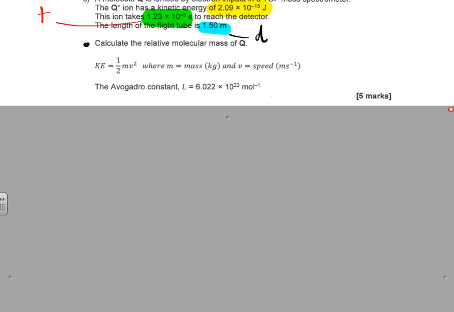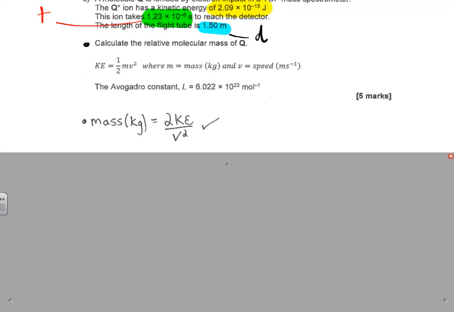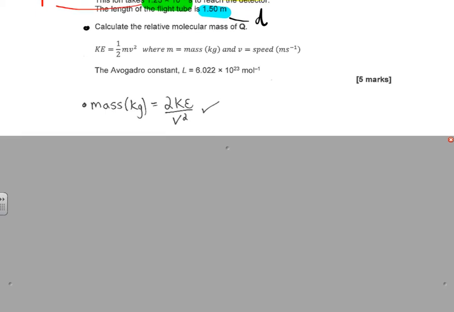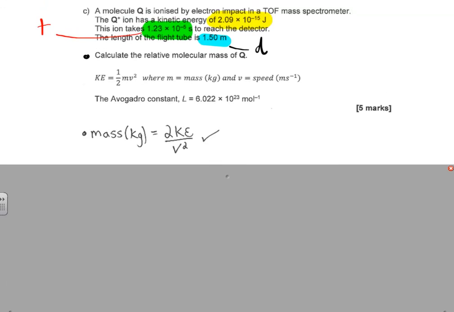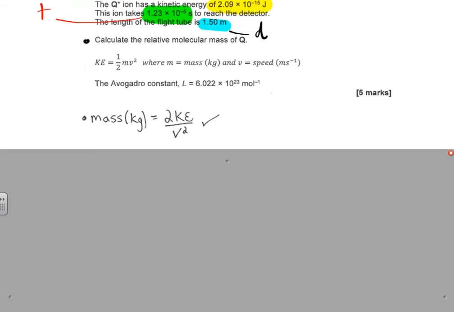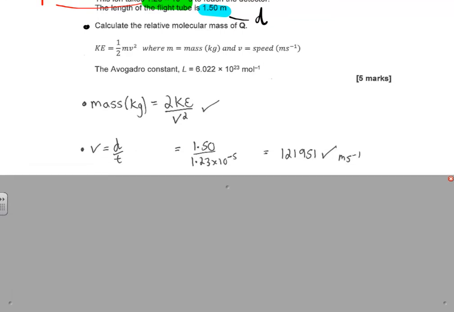Well, I've got to calculate mass, so the first thing that I would do is rearrange that KE equation. I'm going to double both sides to get rid of the half, divide through by v squared, so the mass in kilograms is 2 lots of the kinetic energy divided by v squared. If I'm able to rearrange that equation, I pick up my first mark. Now, looking at the numbers I'm given, I am given the kinetic energy, but I'm not given the velocity, the speed, in detail. So my next step really will be to calculate that. I am given the distance and the time, and I can calculate the speed here, and you can see that I've got a value of 121,951 metres per second, and you can see my working as well.